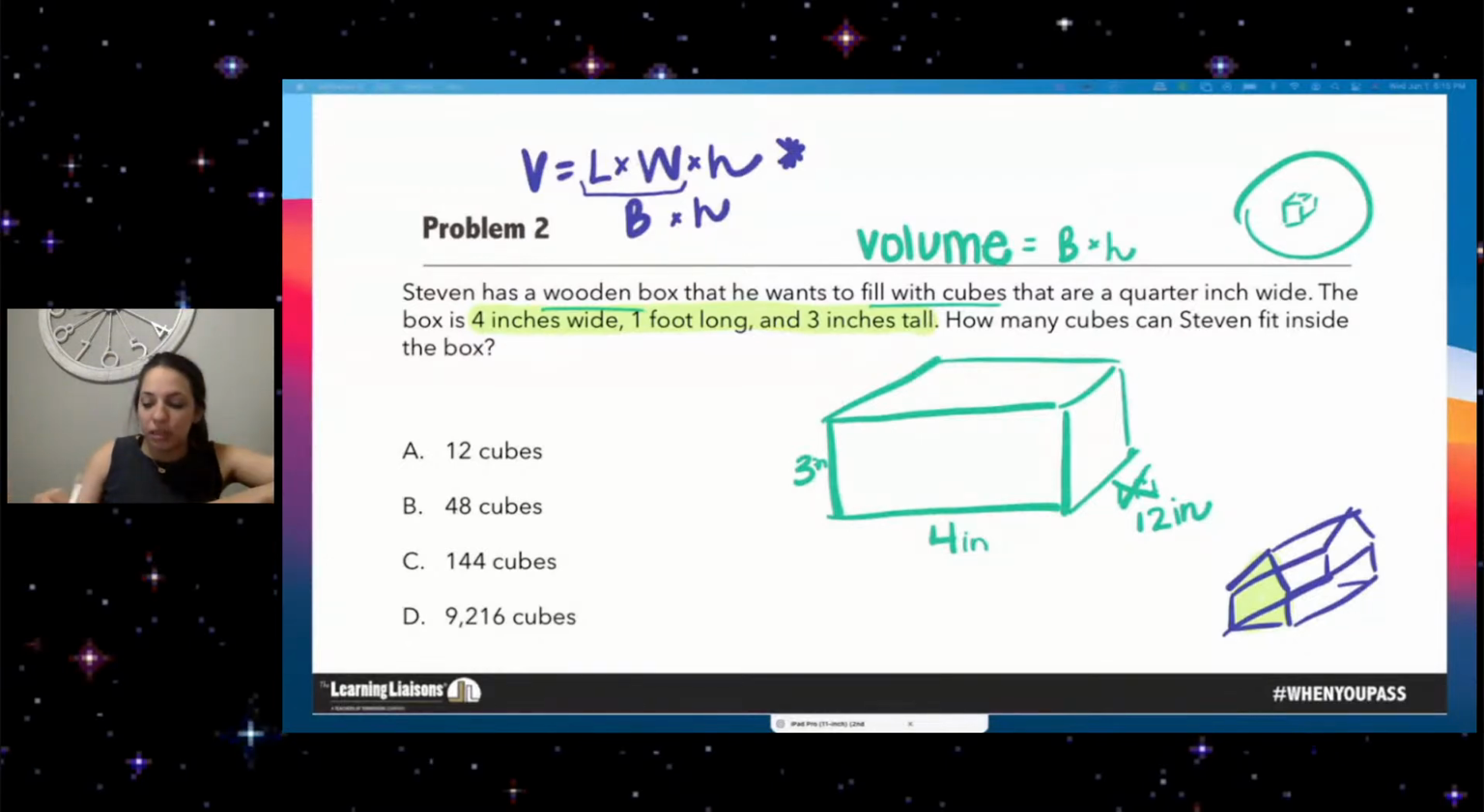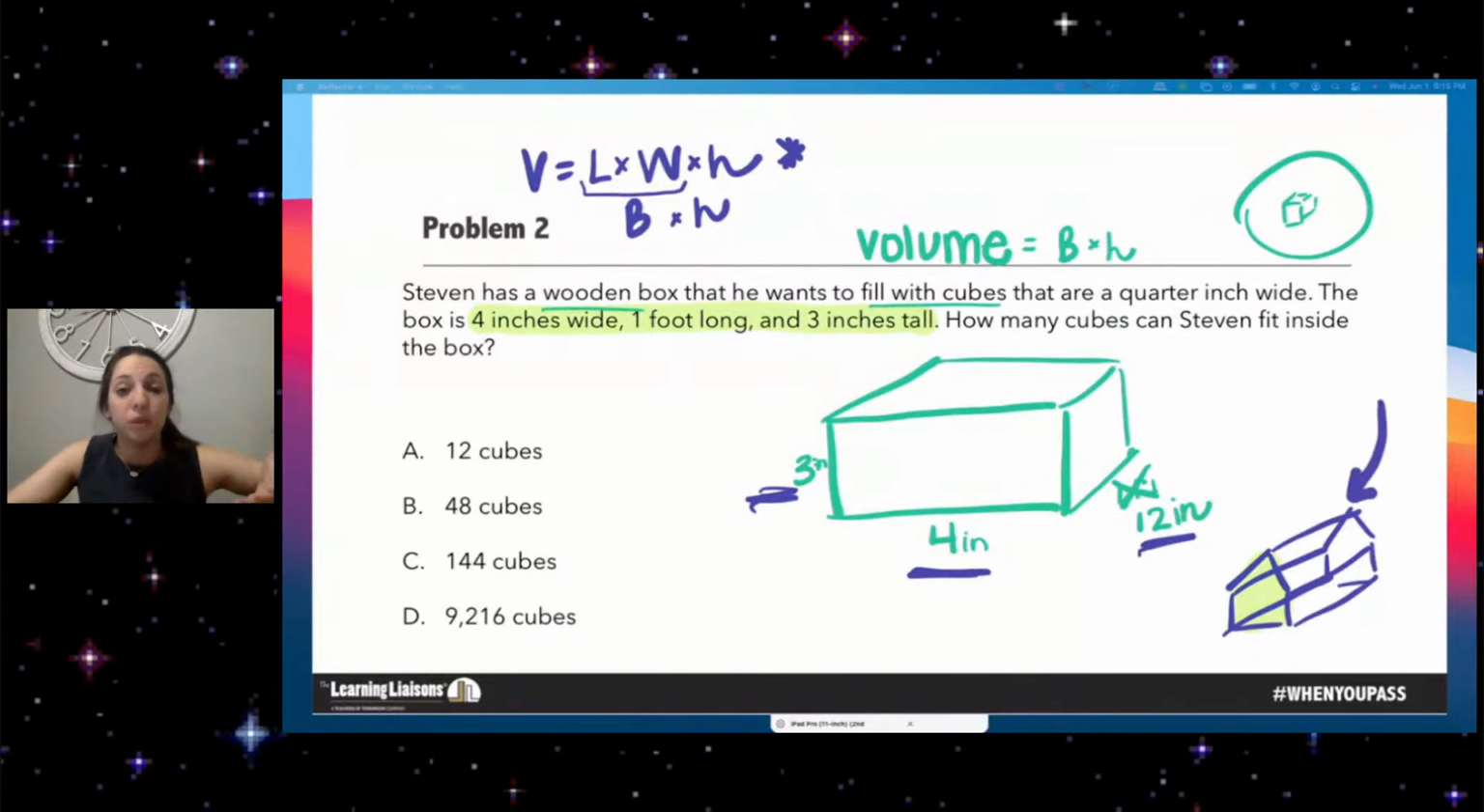In a rectangular prism, it doesn't matter if this is length, this is width, or this is height. However, when I'm finding the volume of a pentagonal prism, I can't do length times width times height. I have to find the area of that base and then do the height.